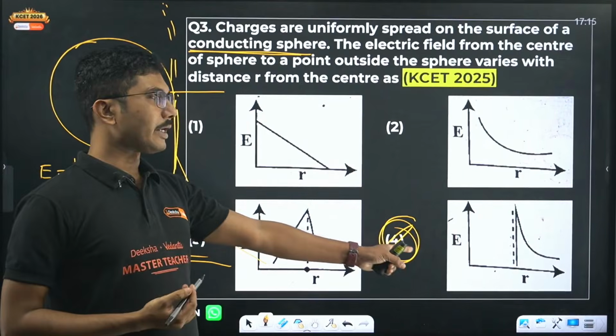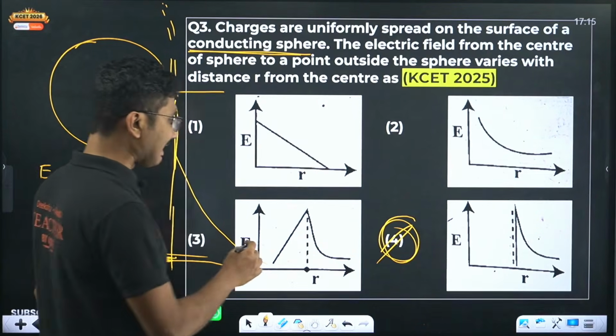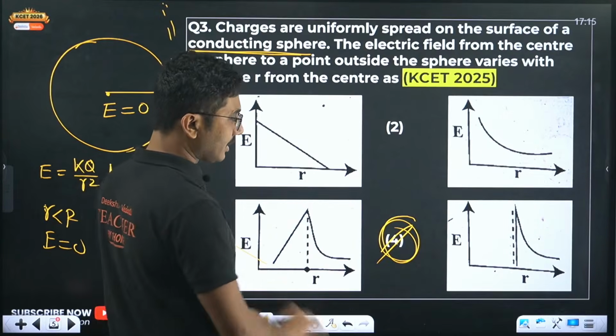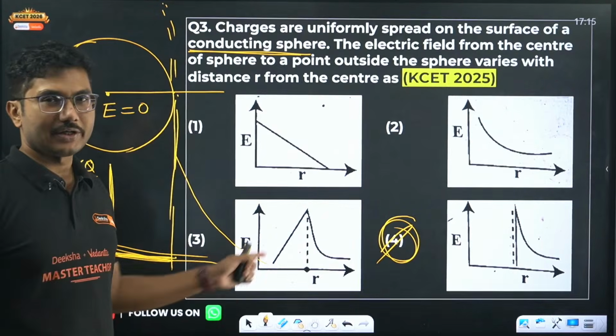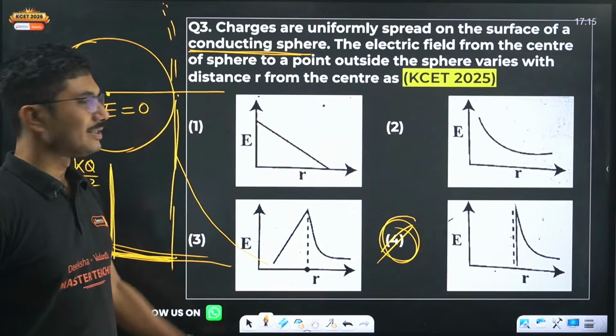So this is the correct answer, not this one, not this one. Make sure this is correct, and this is not even correct for anything. This is like a gravitational acceleration graph. Gravitational acceleration actually obeys this graph.